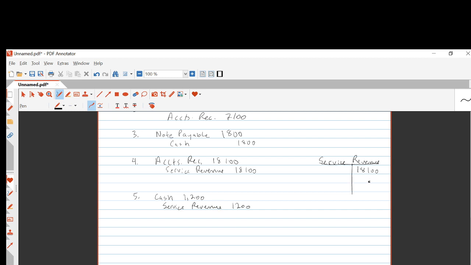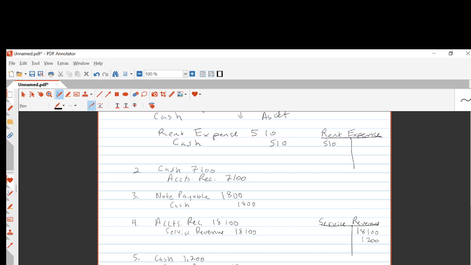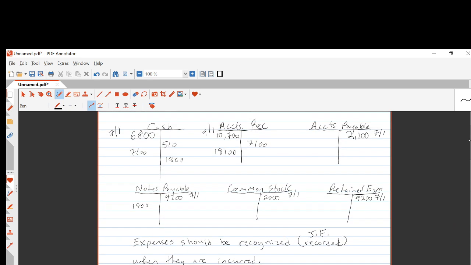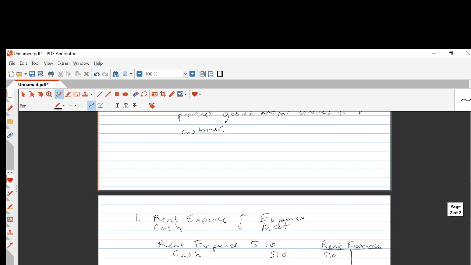So we'll update the T account service revenue with $1,200 on the right-hand side. We'll update cash with $1,200 on the left-hand side. And we just keep marching right along.